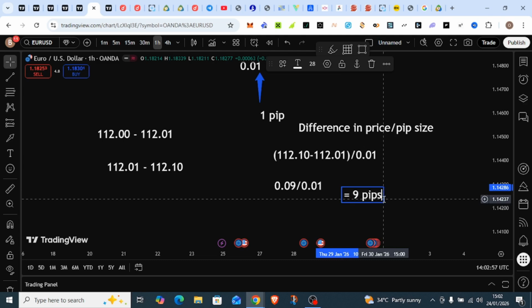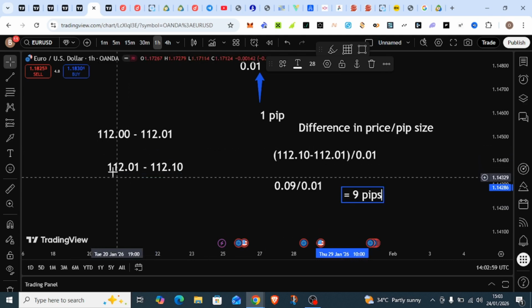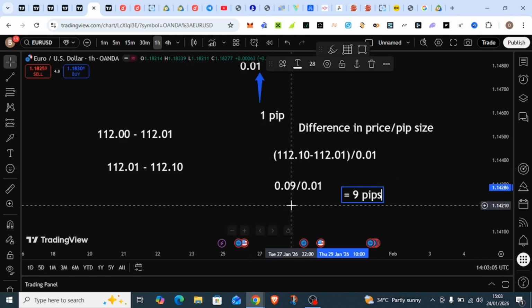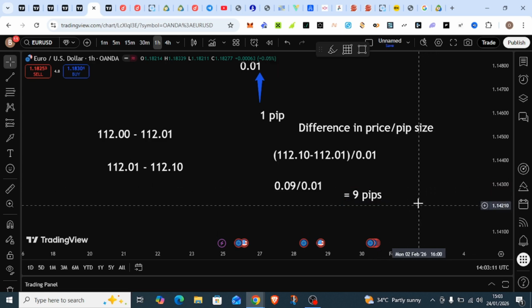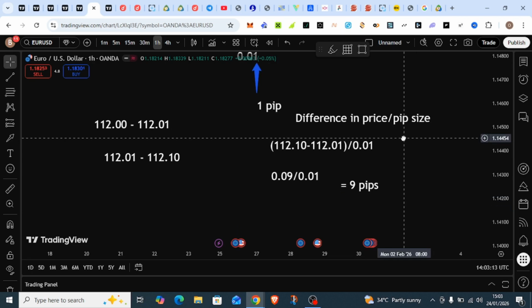So if price moves from $112.01 to $112.10, we get a 9 pips movement. That's 9 pips increase for this example.